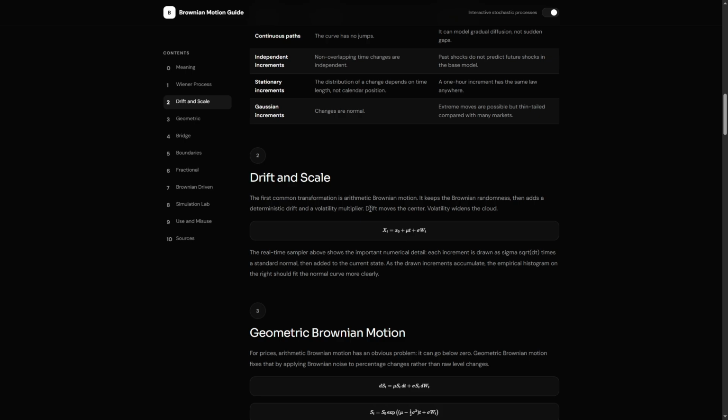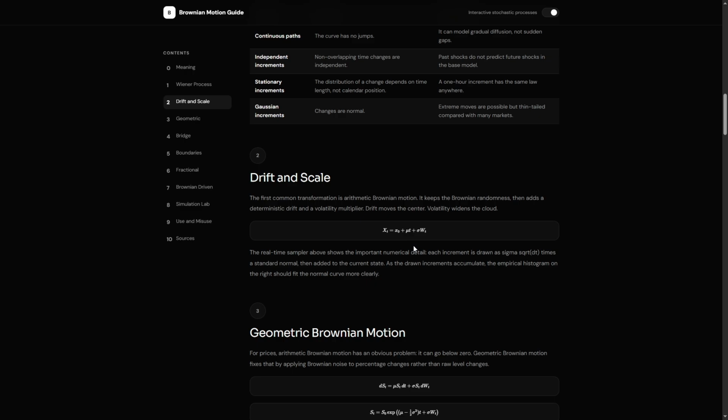Now pure Brownian motion is just noise. In practice we add two ingredients, drift and volatility. Drift is the average direction, so usually in the stock market everything slightly goes to the upside, so that's our drift. And volatility is how wild the randomness is. Put them together and you get X at time t equals your starting point plus drift times time plus volatility times Brownian noise. This is called arithmetic Brownian motion.